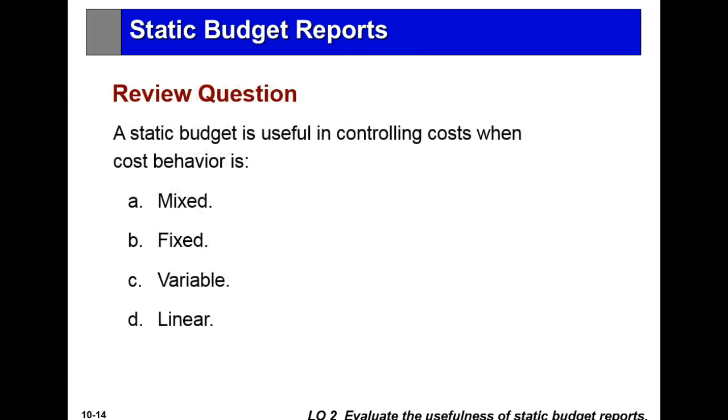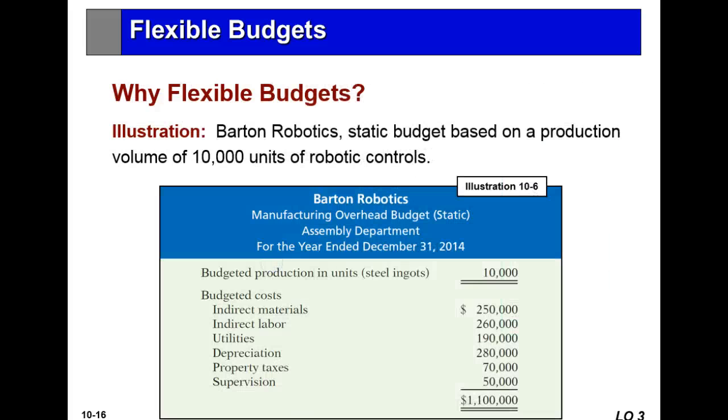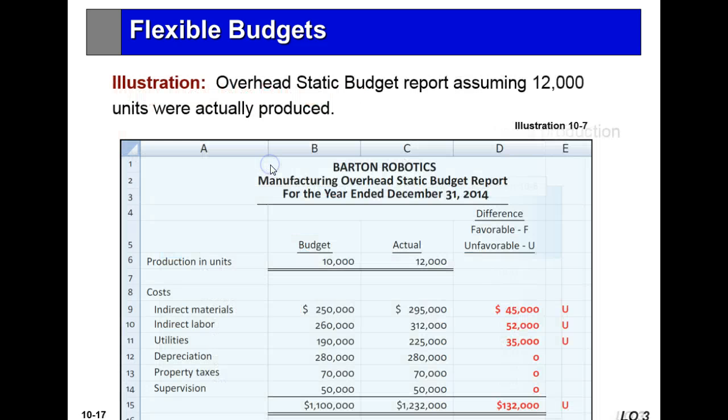So in doing this, the variable aspect of the budgeting, as our production increases, our variable costs are going to increase. And so these flexible budgets are really beneficial for changing our operating plans. As you can see here with flexible budgets, Barton Robotics has a static budget based on production volume of 10,000 units. We show the budgeted and then the actual, but it's not really helpful for us because it looks like we're under the variances in all of these aspects. It looks like we didn't do well. However, we actually produced 2,000 more, didn't we?